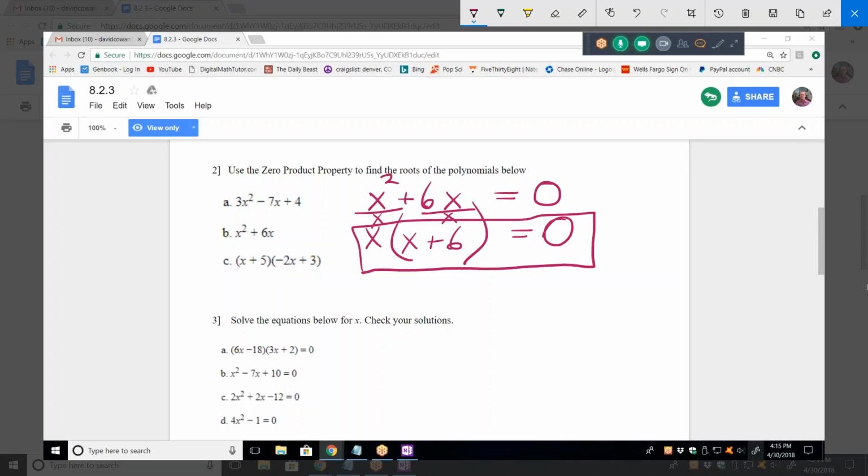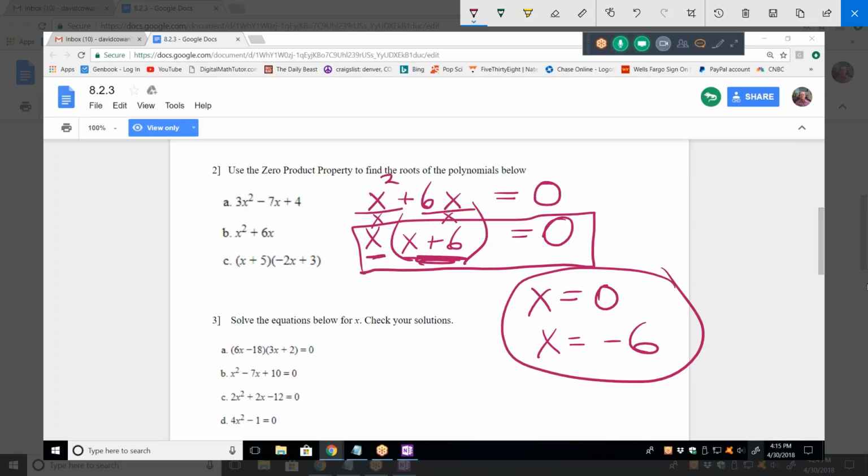Now use the zero product property to solve that. What are my two solutions for x? 0, yeah, that one can be 0, or that can be 0. So the second one is negative, -6, correct? There's your two solutions.